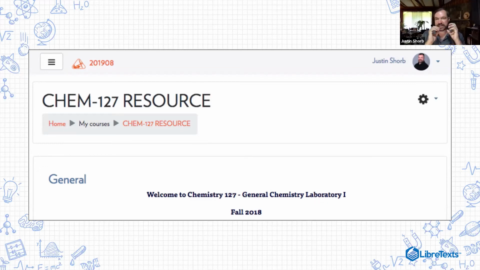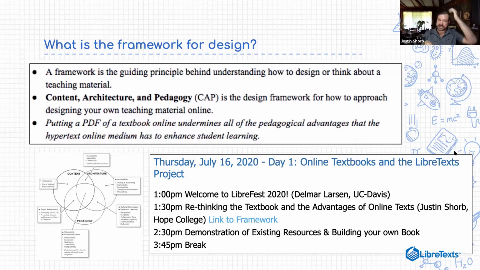So this is just a difference in paradigm between how a textbook works and how navigation online works. It's how our brains are functioning and how our students are navigating through things. So to think about this framework for how you would design material online, it's not enough to just think about taking a PDF and sticking it online. There's other things to think about. And one thing that I've worked on in the past is this framework called content, architecture, and pedagogy.